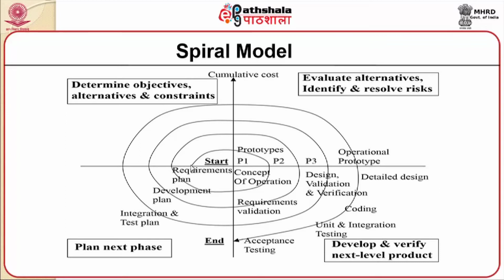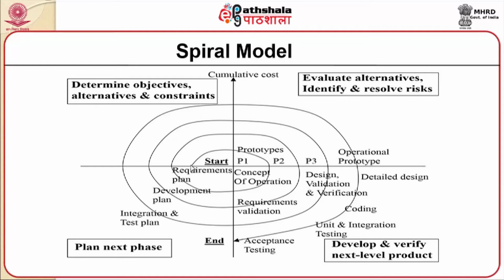The second phase is to majorly talk about evaluating the alternatives, identifying and resolving the risks. So whatever risk has been pointed out during the alternative phase, where all the risk majorly arises, those will be sorted and the prototype built at phase 2. At phase 3, it's a typical process where we develop, verify and produce the next level product. And phase 4 will majorly concentrate on the planning towards the next phase. So it revolves around only these 4 phases.